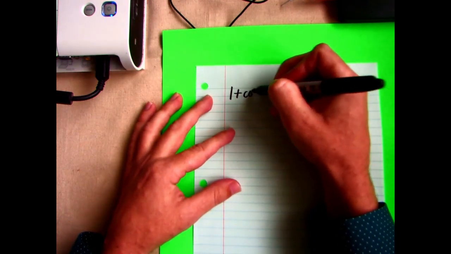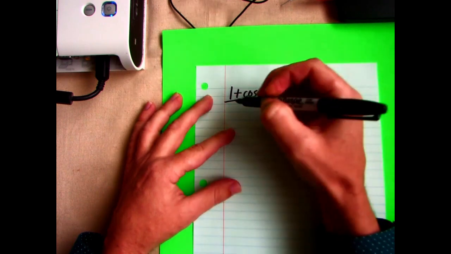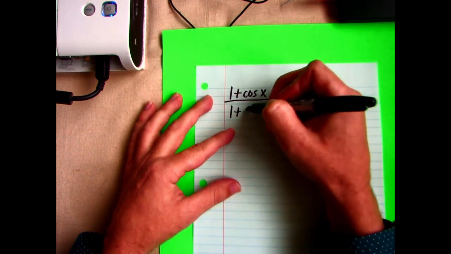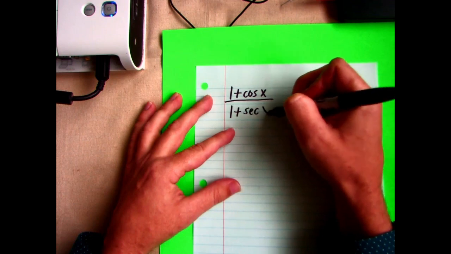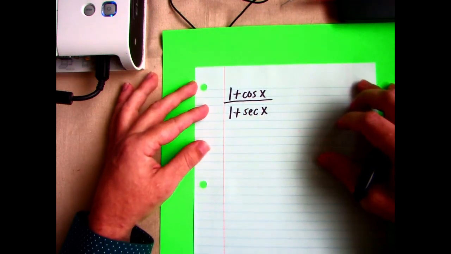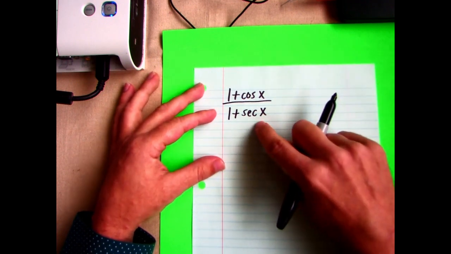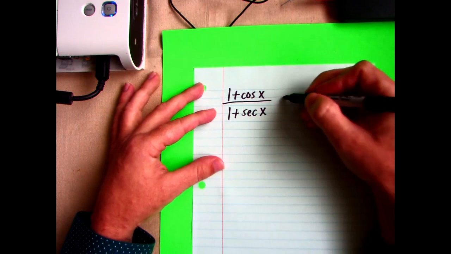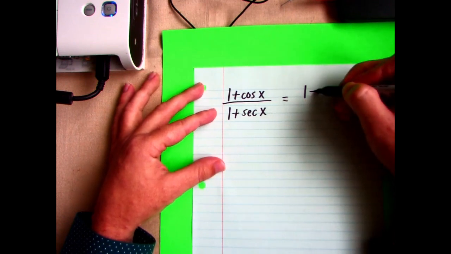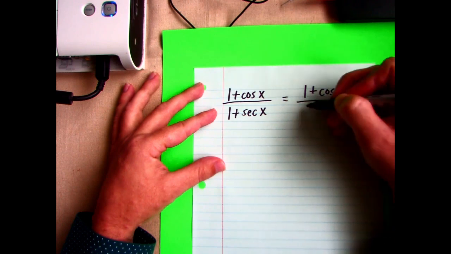Each problem is going to be different. Each problem is going to have its own path to take. One path might be different than another. It just takes practice. So here's another one. 1 plus cosine x all over 1 plus secant x. I'm going to work with secant. Secant is 1 over cosine.